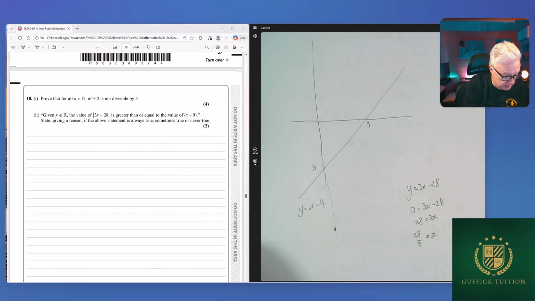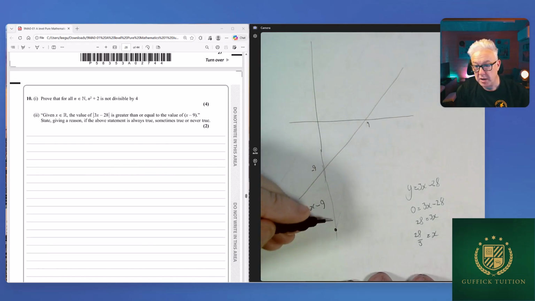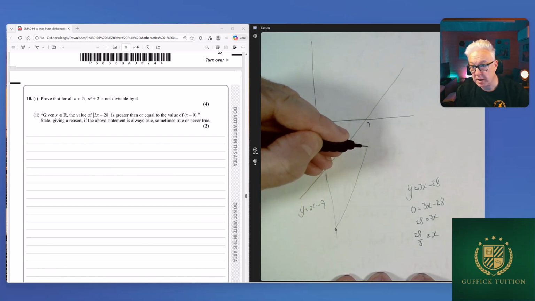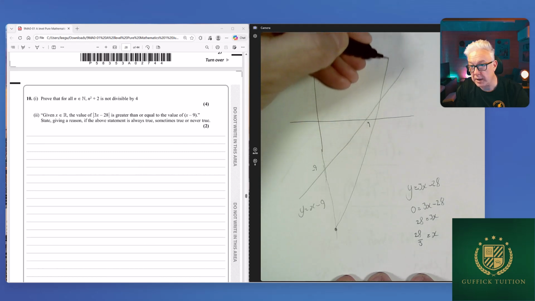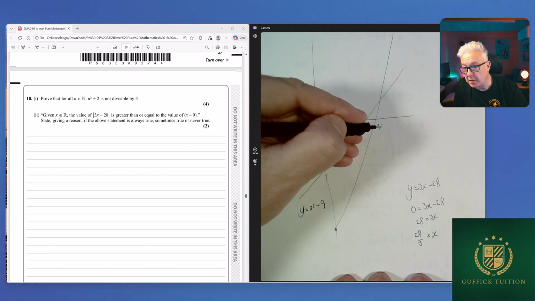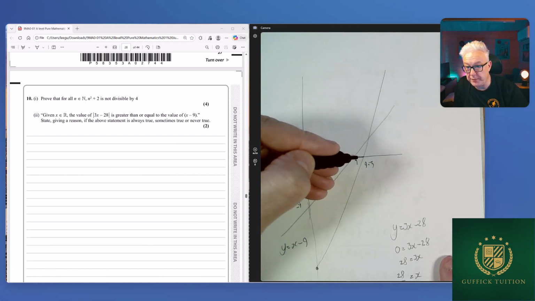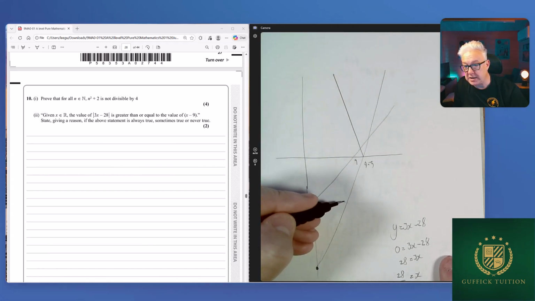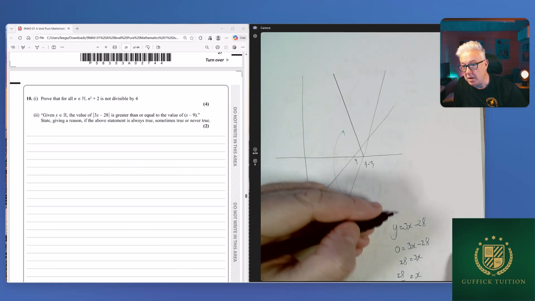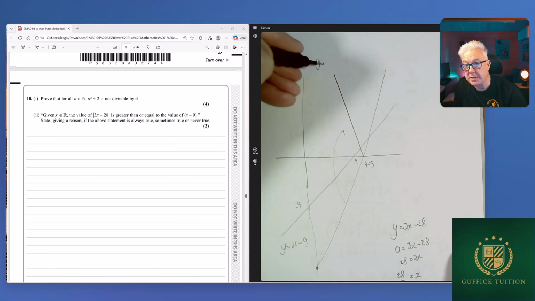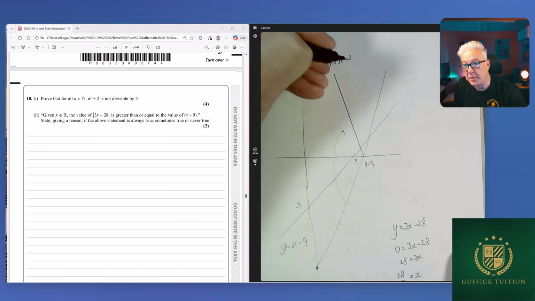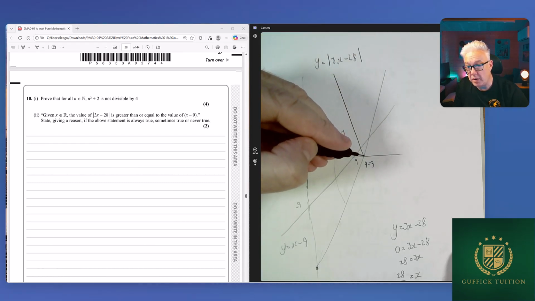Let's have a look at that. 28 divided by 3 is 9.3. So that means it is just slightly to the right of this point here. It's going to be much steeper, but it's going to go slightly to the right like that, where that is 9.3. Now that's the graph of y equals 3x minus 28, but we want the modulus of it. So the negative bit is going to get reflected up here. So this is now our y equals the modulus of 3x minus 28. That's how I would do this.